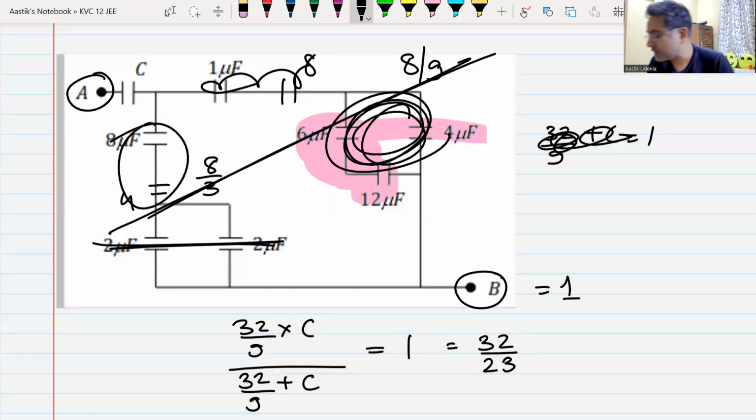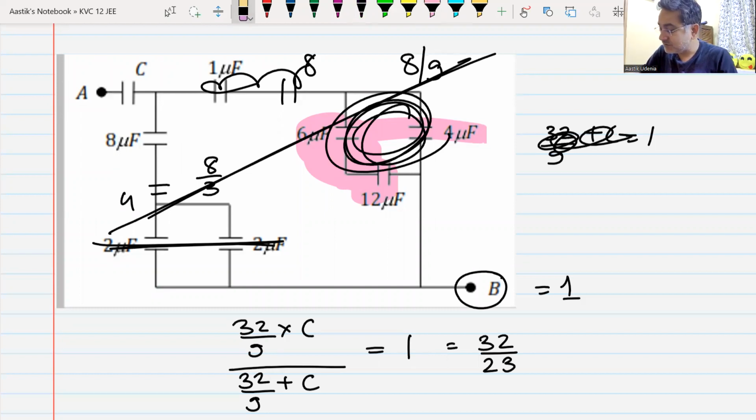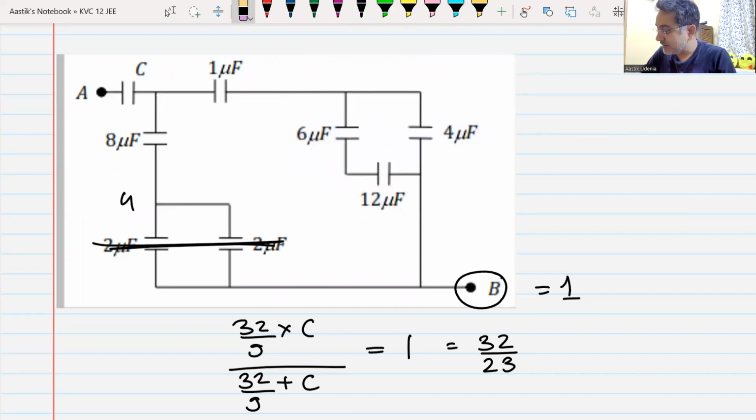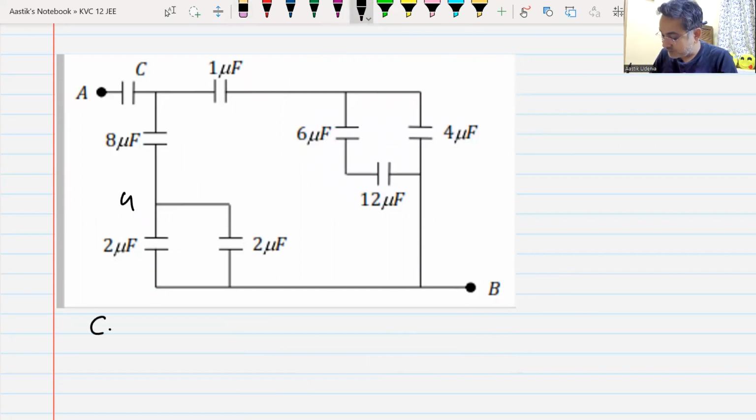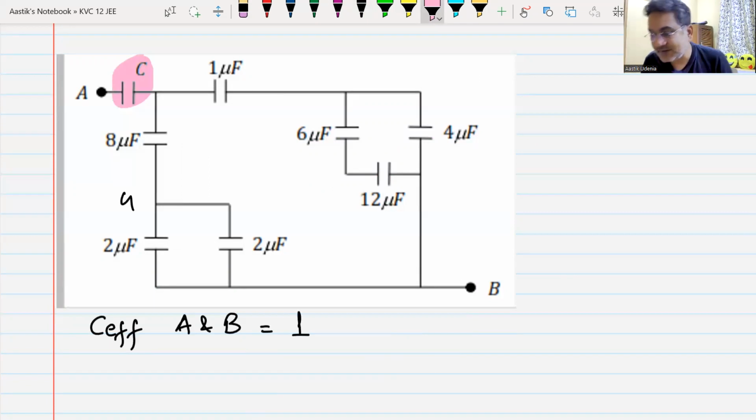Okay. So I will again repeat the entire question. The entire question was like this. The effective capacitance between A and B was given as 1, and then we had to find out the value of the capacitance C. Do we understand this?